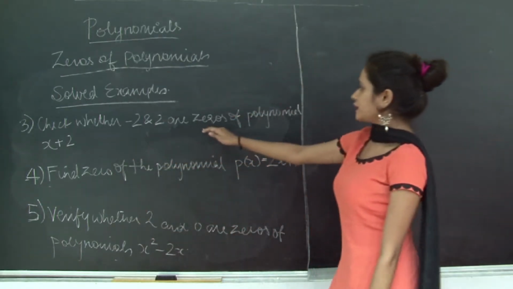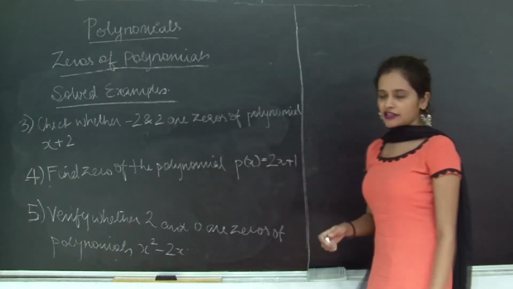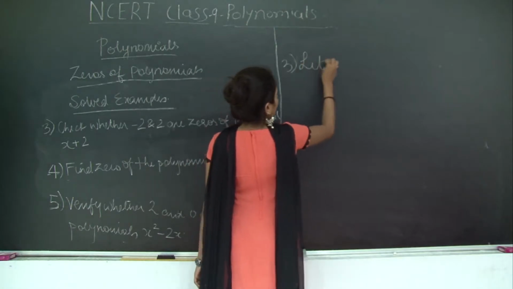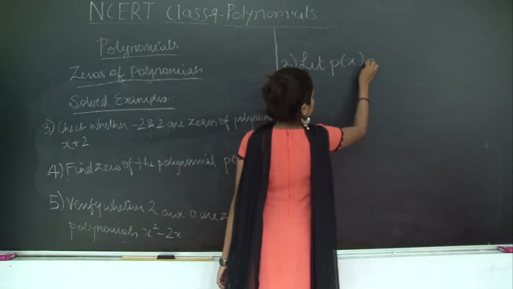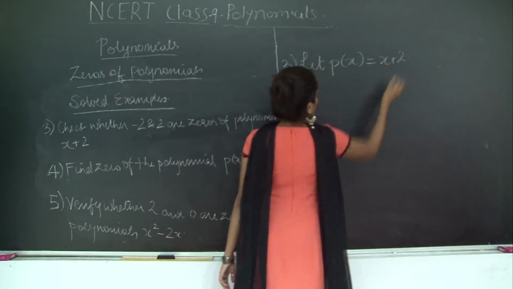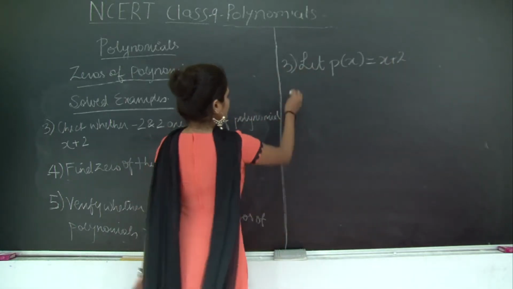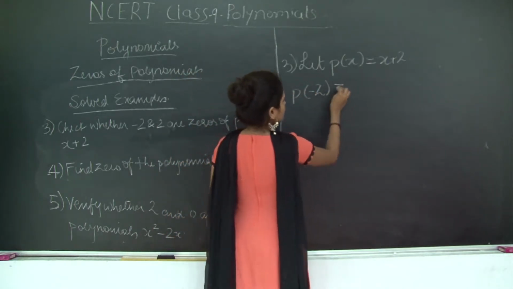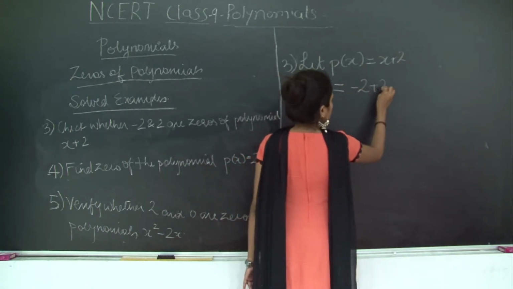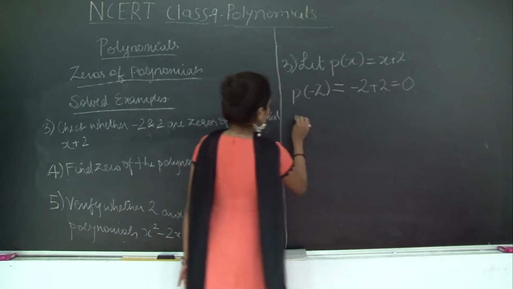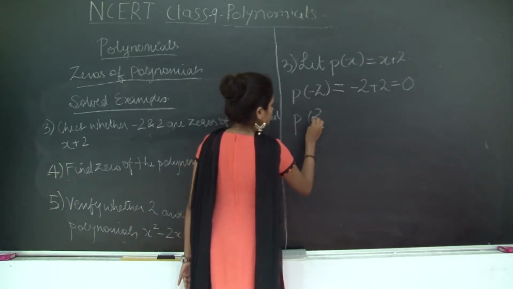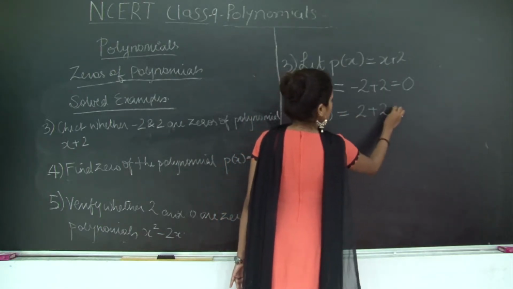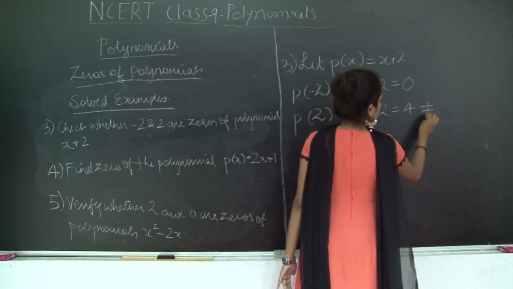Check whether minus 2 and 2 are zeros of the polynomial x plus 2. I am going to define my polynomial first. Let p(x) be my polynomial such that it is equal to x plus 2. We need to find the values for minus 2 and 2. So I am going to substitute x is equal to minus 2 in this equation. This becomes minus 2 plus 2, which gives you 0. Let's check for p(2) as well. This gives you 2 plus 2, which is equal to 4. Now, this is not equal to 0.